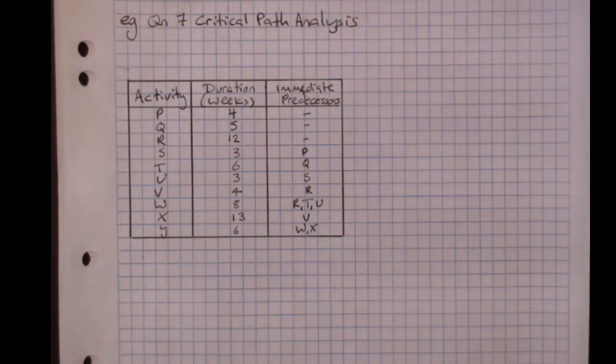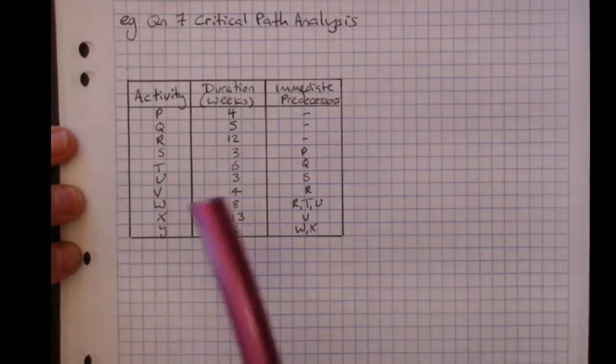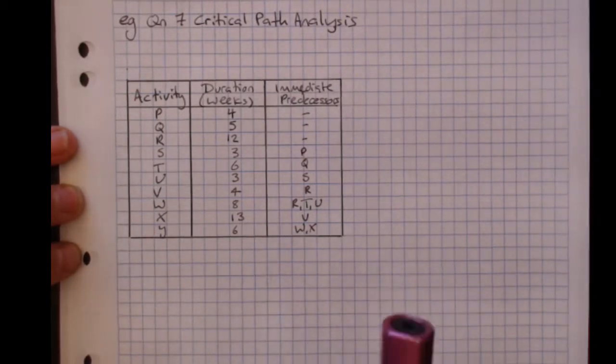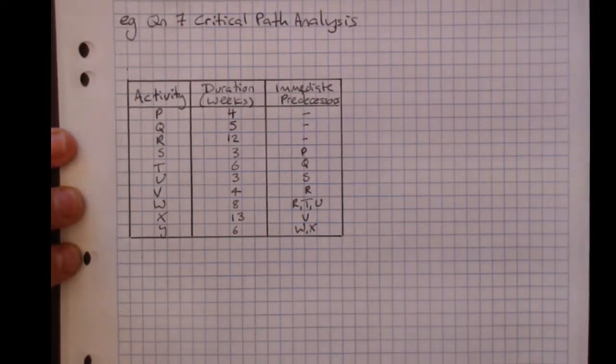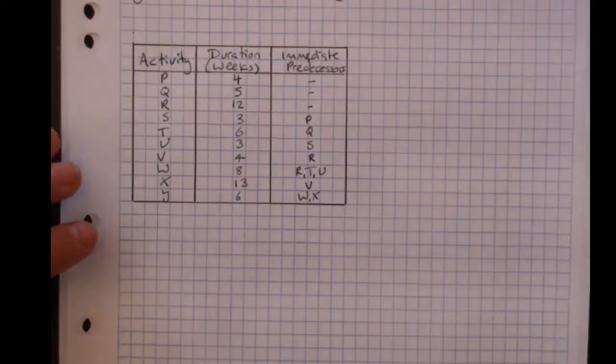This is the example question 7 on critical path analysis, page 420 of your textbook. They've just asked us to draw an activity network, do forward and backward scanning, write the critical path and the minimum time to complete the project. So you might have to do one or two drafts when you do this.